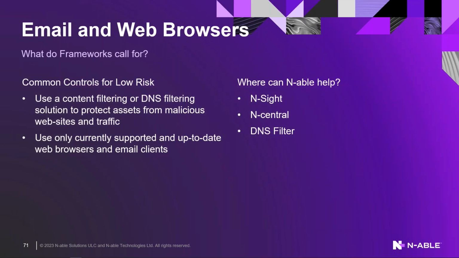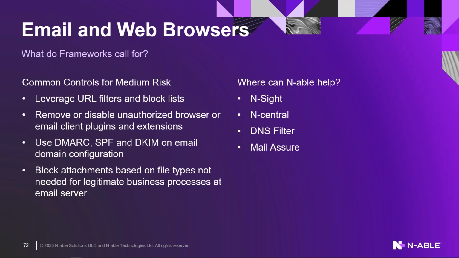And here are our common low risk controls. Content or DNS filtering to protect end users from malicious web traffic and endpoints from malicious traffic. And also asking to just use currently supported and up-to-date browsers and email clients. Once we move up to medium risk, we start asking for the things that are more traditionally part of the services that MSPs offer. The ask is you need to have URL filters and block lists in place for email and web browsers.